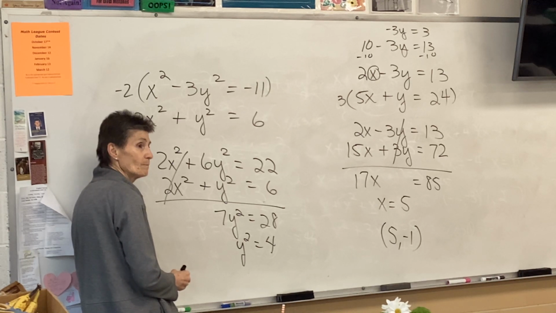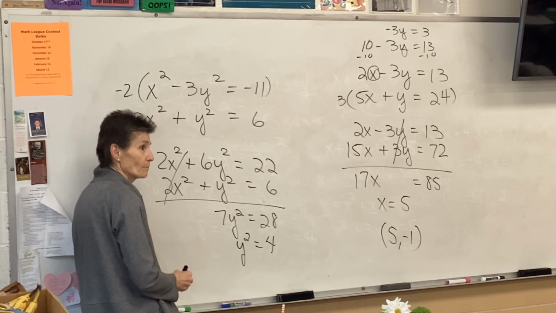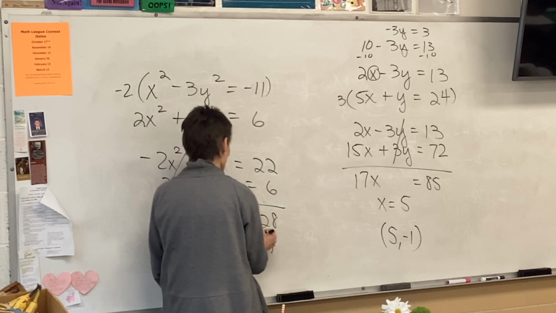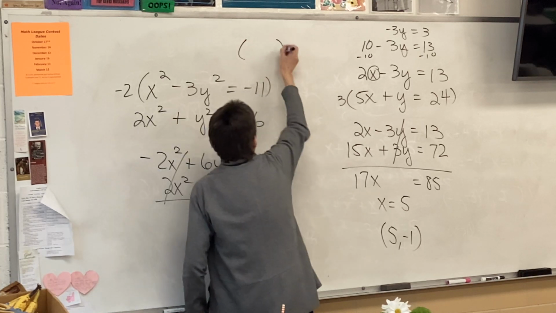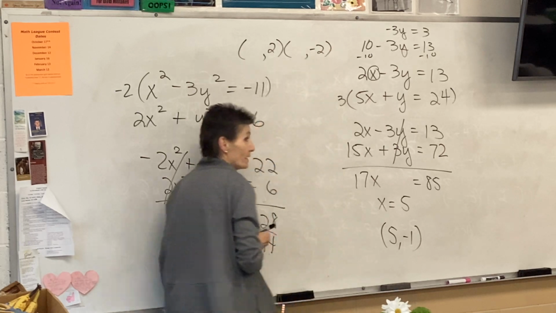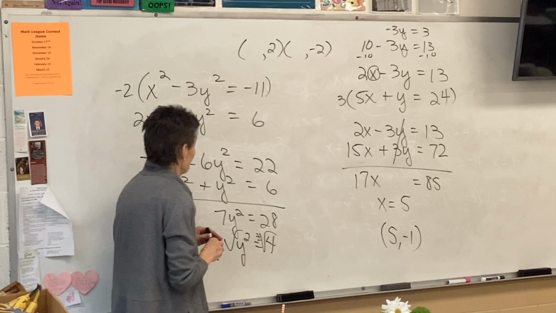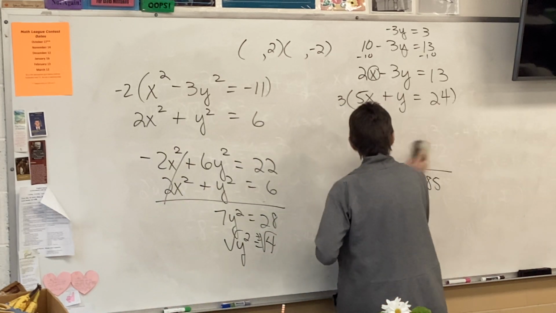And what's y? Take the square root. So what's y? 2 or negative 2. Remember when you square root, you've got to do the plus or minus. So it's 2 or negative 2. So my y's are positive 2 and negative 2. Those are my y's. Now how do I find my x's?